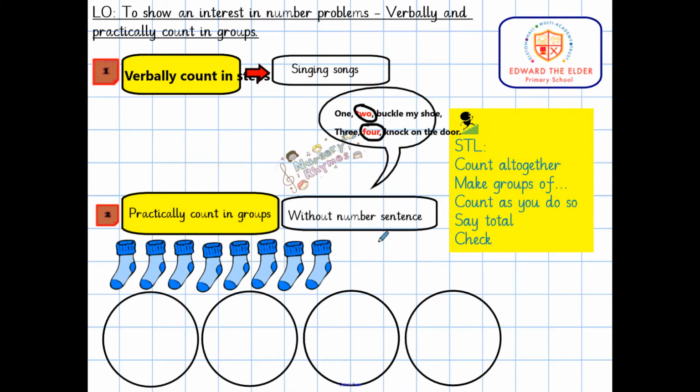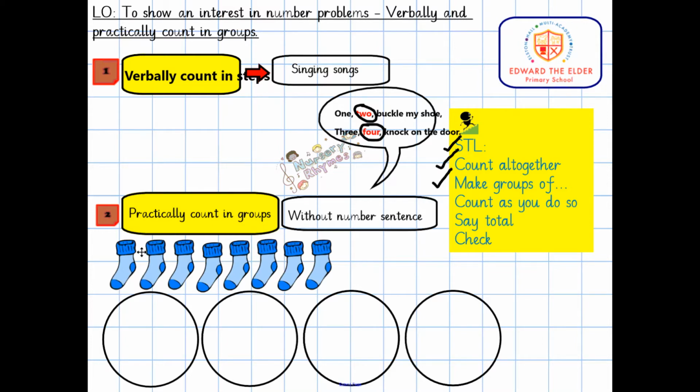Number 2. Practically counting in groups without a number sentence. As before, we use steps to learning to ensure we are teaching new methods in the correct order. We would first encourage the children to count carefully, counting the objects all together. 1, 2, 3, 4, 5, 6, 7, 8. We would then make groups of 4 with 2 objects in each group.